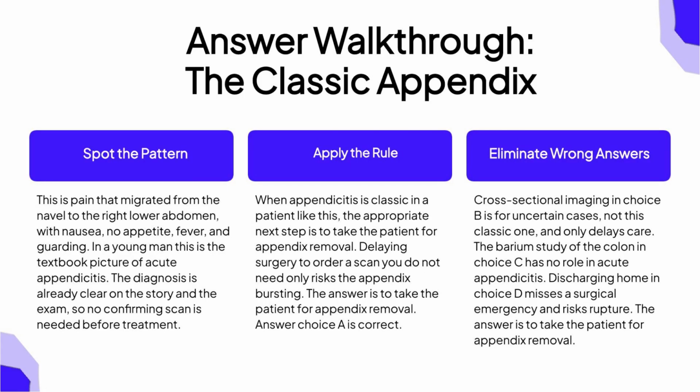Let us break this down. First, spot the pattern. Pain that begins around the navel and moves to the right lower abdomen, with nausea, loss of appetite, fever, and guarding in a young man, is the textbook picture of acute appendicitis. Because the story and exam are this classic, the diagnosis is already made.